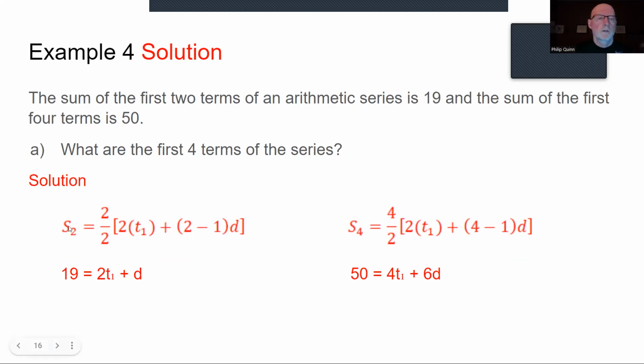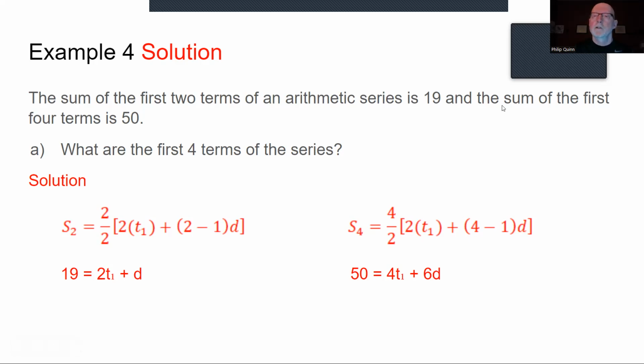So sum of two terms, S2. So it's 2 divided by 2, because that's the number of terms on the top. It's 2 times the first term, which we don't know. And then (n minus 1) times d, which we don't know. So 2 minus 1 is 1, and 1 times d is just d. So here's our first equation. We have an equation where we don't know the first term or d.